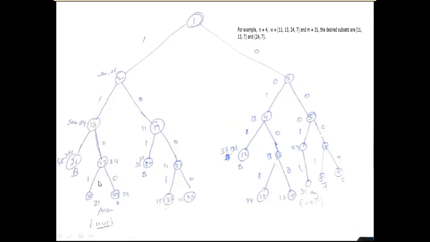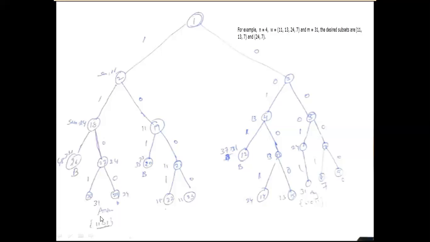The 27th node generates its children. The leftmost child is 31. 31 means the fourth element is considered in the sum. The sum of the first element, second element, and fourth element is equal to 31.